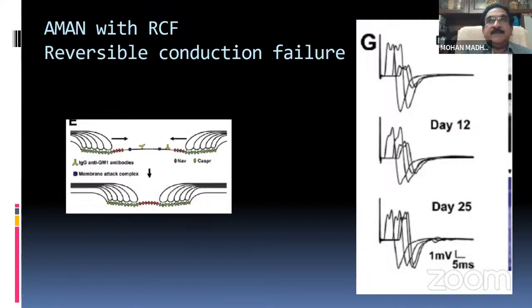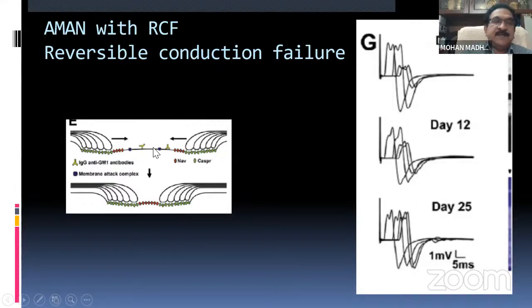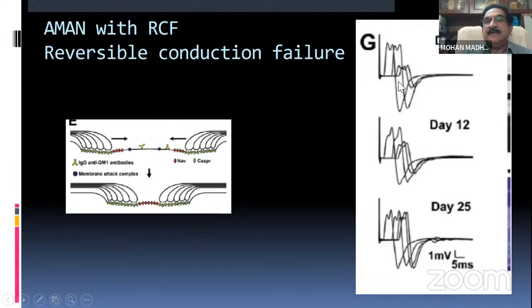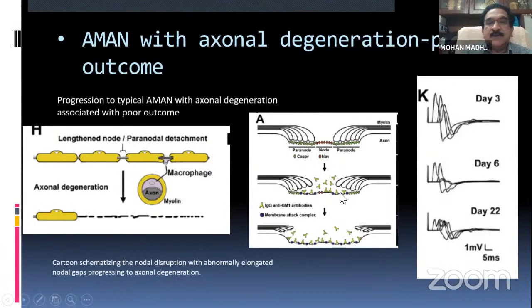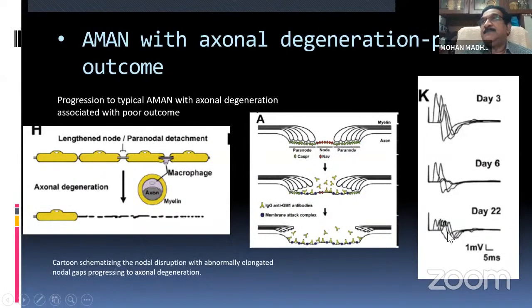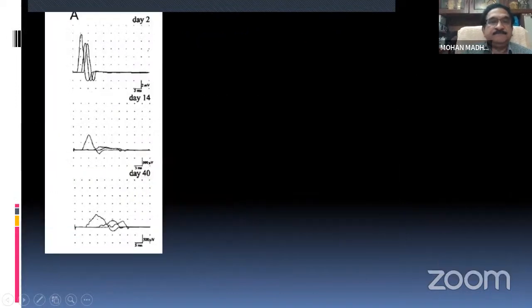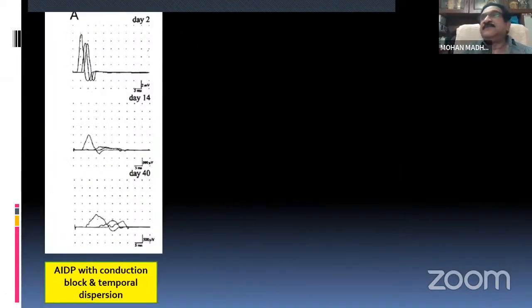This is what is happening in the pathophysiology, the reversible conduction block. The nodal region is initially disrupted by the antibodies. When the nodal region recovers, the initial conduction block becomes normal. If there is axonal degeneration, this gets totally disrupted. So you're going to get a persistent low amplitude potential on follow-up. So this is a summary of the electrophysiological findings in all the 3.